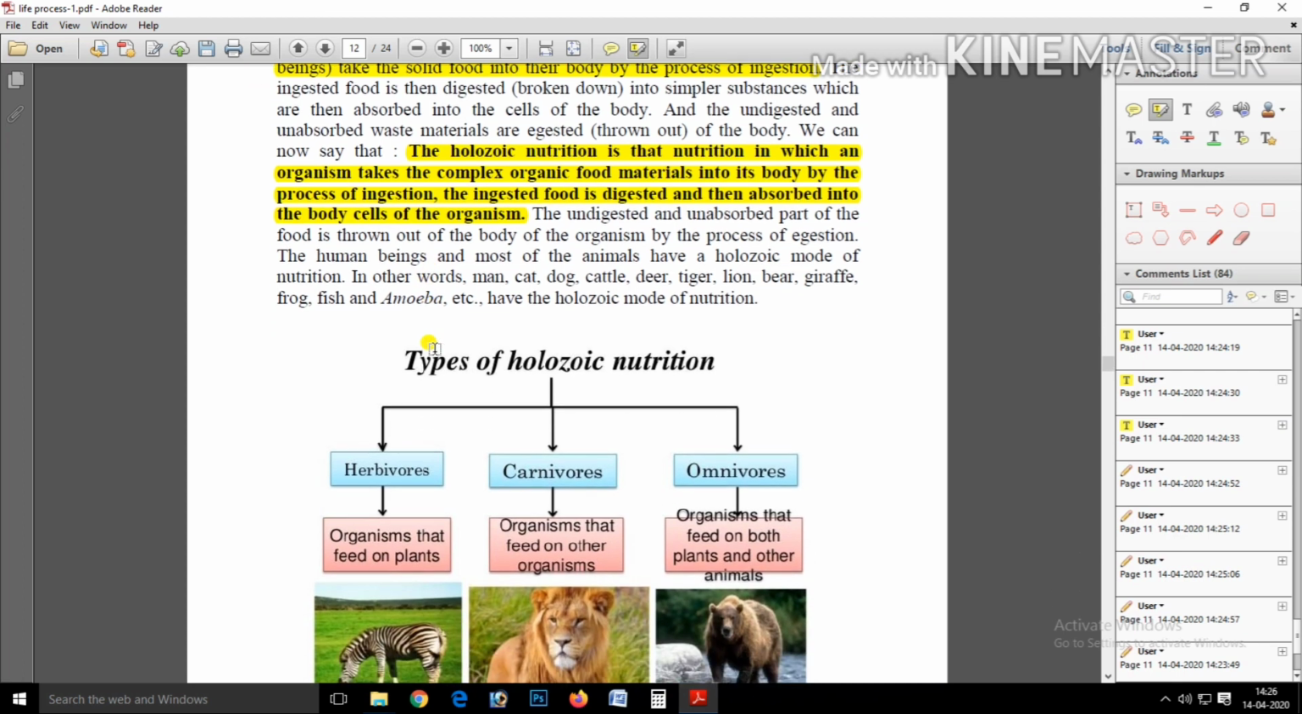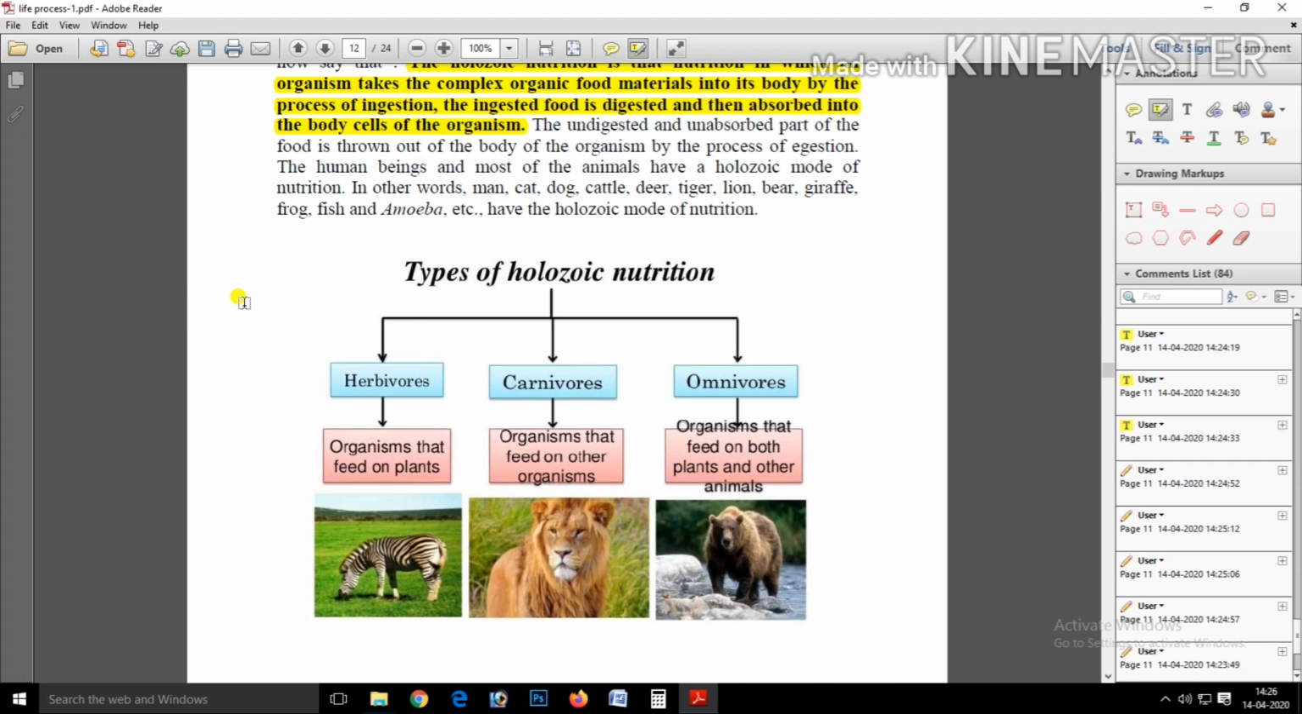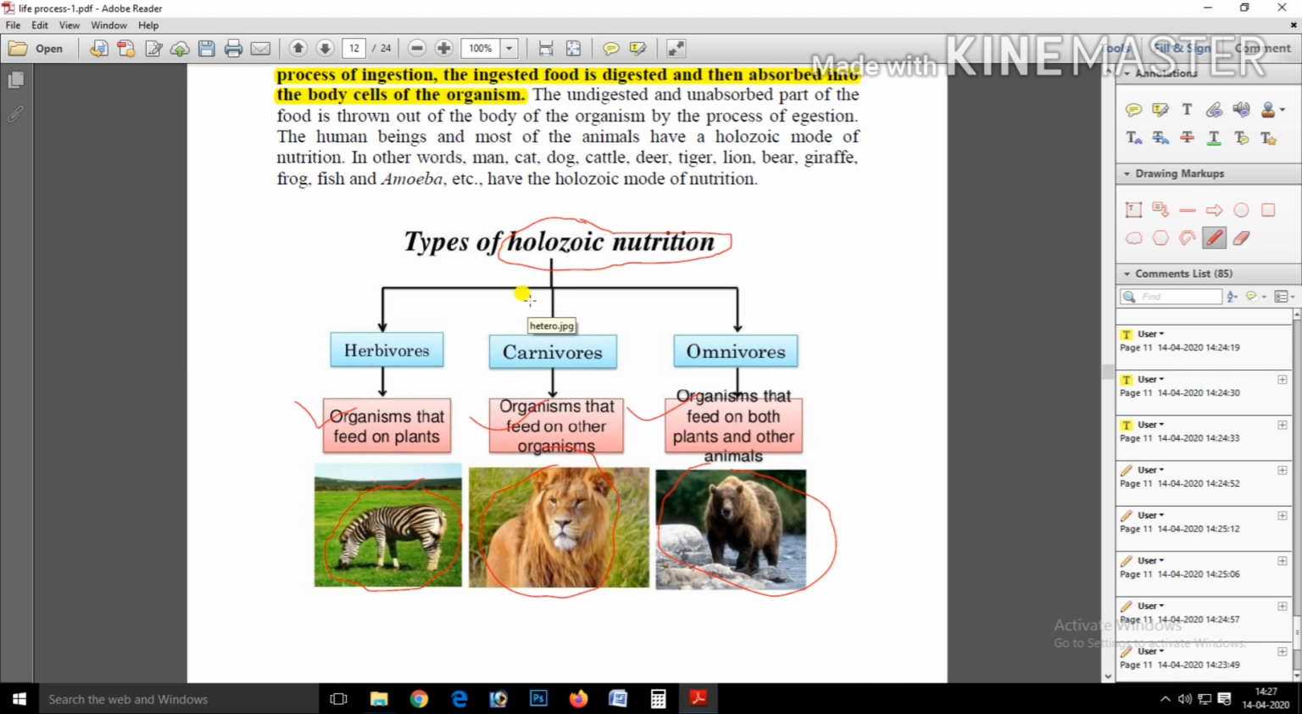You can see here various examples of animals possessing holozoic nutrition. See, the zebra, lion, the bear, all of these animals take the whole solid food. So they are possessing holozoic nutrition. So that's all for this video. Now we'll discuss the nutrition in plants in the next video. Now let's see a brief summary of what we have learned today. It will help us a lot.